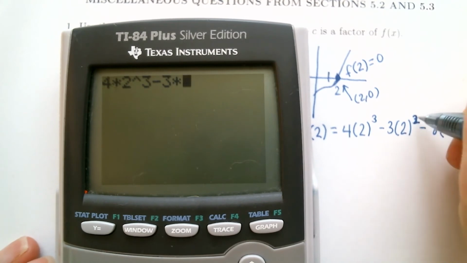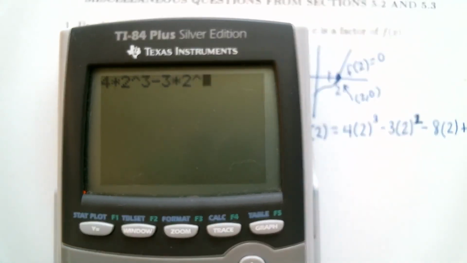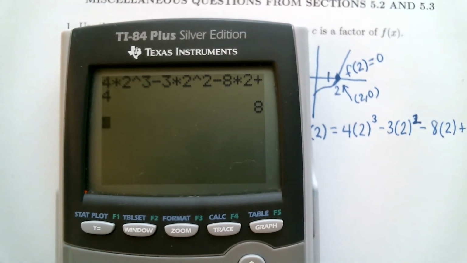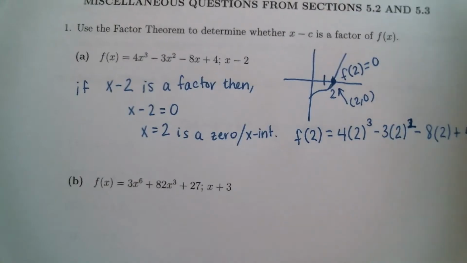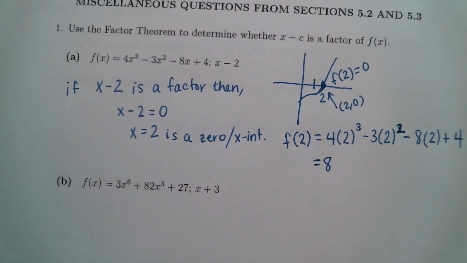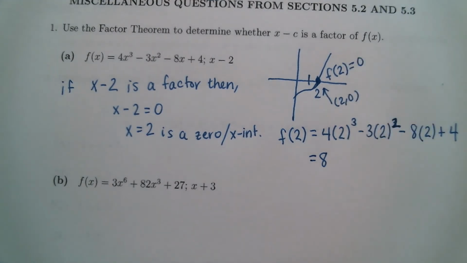This should be squared. Sorry. Okay, so 3 times 2 squared minus 8 times 2 plus 4. When we plug it in, we got 8 as the answer. That means the point (2, 8) is on the graph of this polynomial.